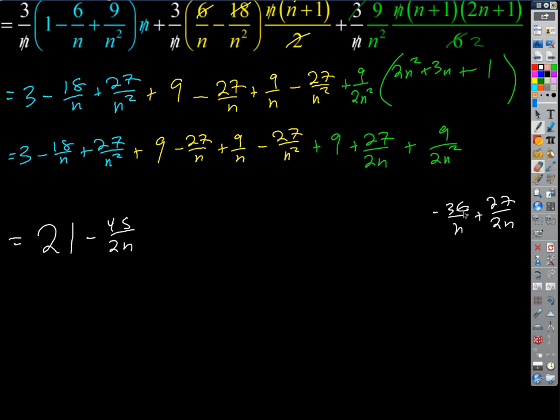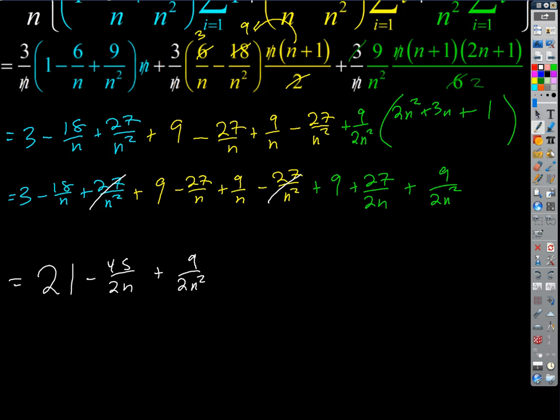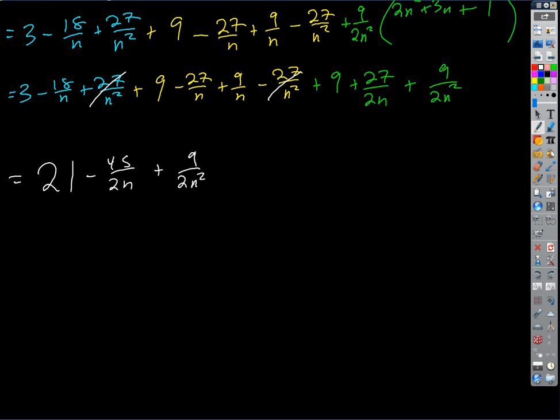And then for the n squared terms, we're going to get plus 27 over n squared minus 27 over n squared. So those cancel. It's just going to be plus 9 over 2n squared. Okay? So there's my answer. Let's summarize this. We get L of n equals 21 minus 45 over 2n plus 9 over 2n squared.